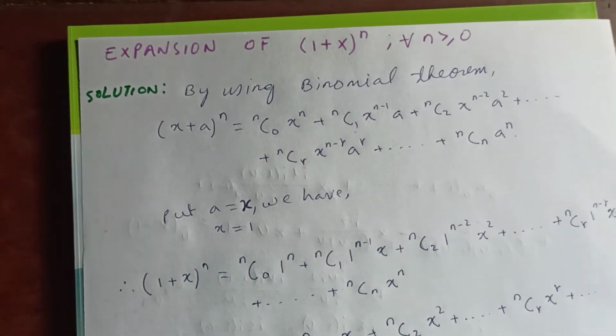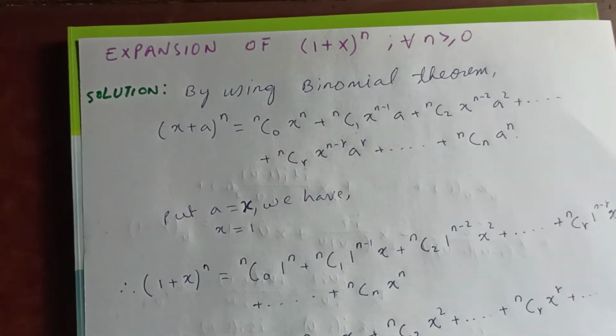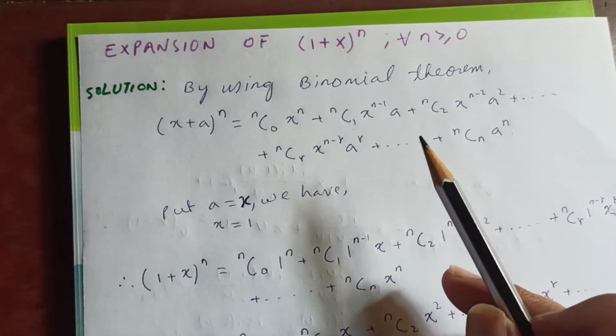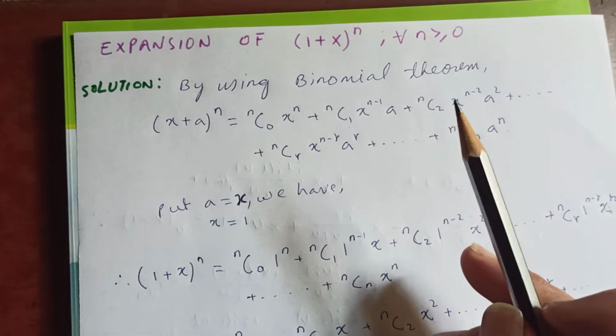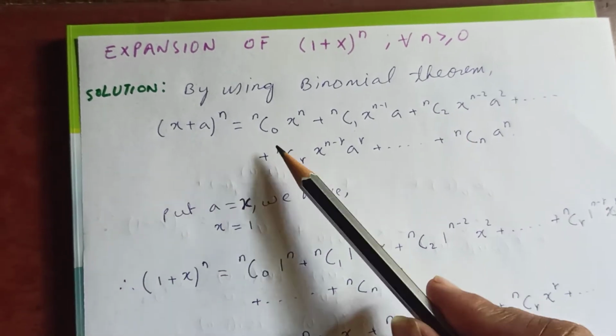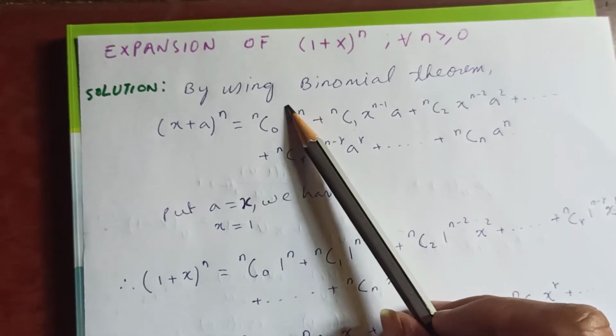Let's try to expand this (1 + x)^n, where n is greater than or equal to 0. This is the binomial theorem.